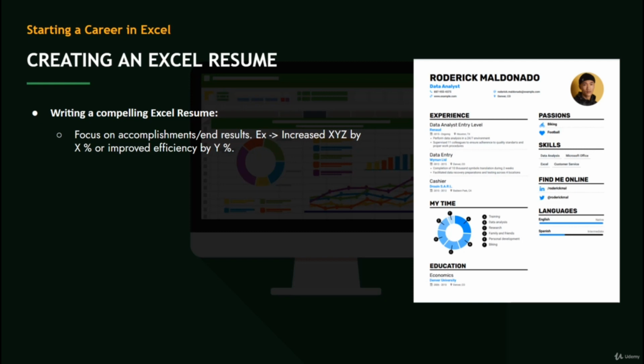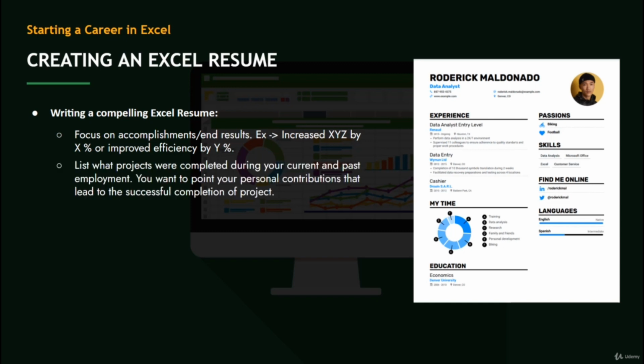What you always want to do when you're creating your resume is be accomplishment focused or end results focused. You always want to talk about what you did, how you went about it, and any personal contributions that led to successful completion of a particular project. It needs to be things where you did XYZ, you accomplished XYZ, you improved this and that, or whatever that may be. That's going to be the biggest thing.